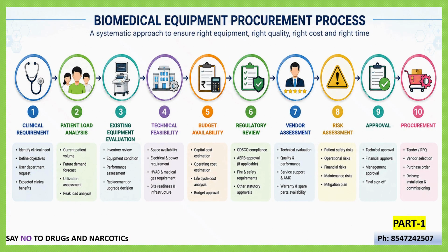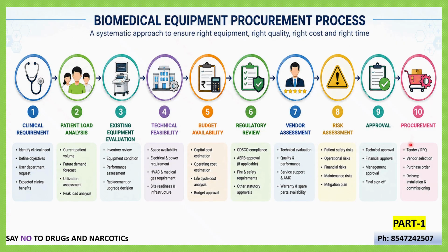First is the need assessment. The need assessment itself is divided into 10 categories: the clinical requirement, patient load analysis, technical feasibility, budget availability. Under budget availability, we see capital cost evaluation, operating cost, life cycle cost, and then the budget approval. Then regulatory review, vendor approval, risk assessment, approval for the equipment like AERB approval or technical approval, and management approval. Different types of approval come.